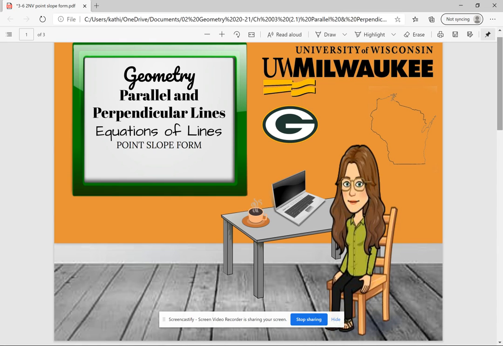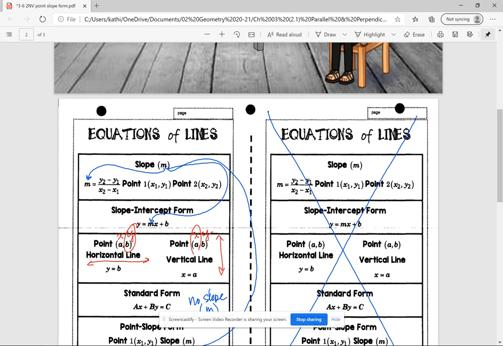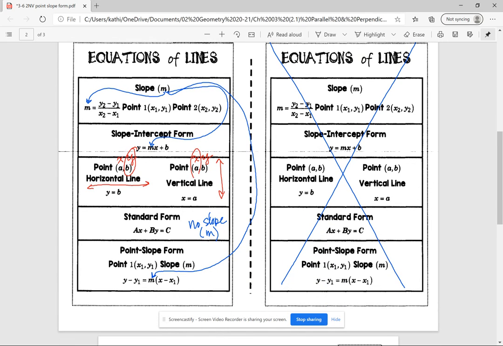Today's lesson is equations of lines, and we're going to go through point-slope form. Let's just review a couple things. So we said slope is represented by the letter M, and that's the steepness of a line. And if I have 2 points, x1, y1, and x2, y2, slope is y2 minus y1 divided by x2 minus x1.